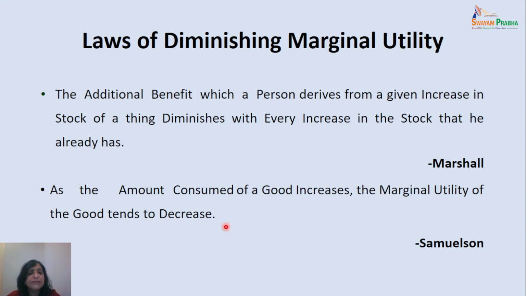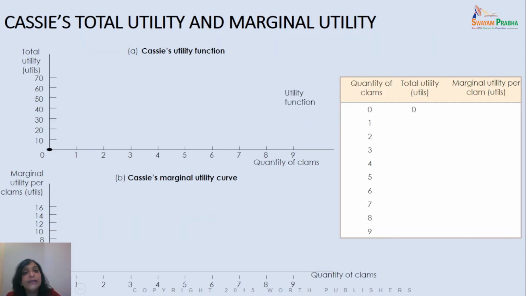Then Samuelson says that as the amount consumed of a good increases, the marginal utility of the good tends to decrease. That is, as you have more of something, an extra unit of that will give you lesser and lesser satisfaction. So that is called the law of diminishing marginal utility. What do you mean by diminishing? Reducing, decreasing. So marginal utility is declining as you consume the same product more and more, its extra satisfaction will keep on declining.